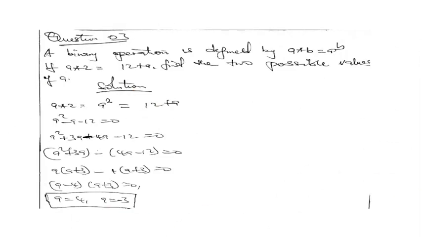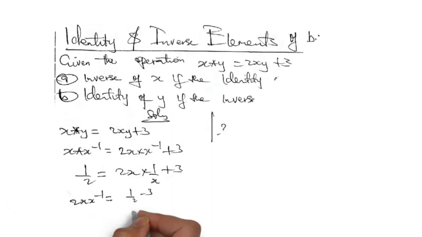Number 3, a binary operation is defined by a asterisk b equal to a to the power b. If a asterisk 2 is equal to 12 plus a, find the two possible values of a. Solution: a asterisk 2 equals a squared, which is equal to 12 plus a. We'll rearrange, it will give us a quadratic equation, which is a squared minus a minus 12. We'll factorize, we have a plus 4 bracket a minus 3. So a is minus 4 and a is 3. That is the two possible values of a.